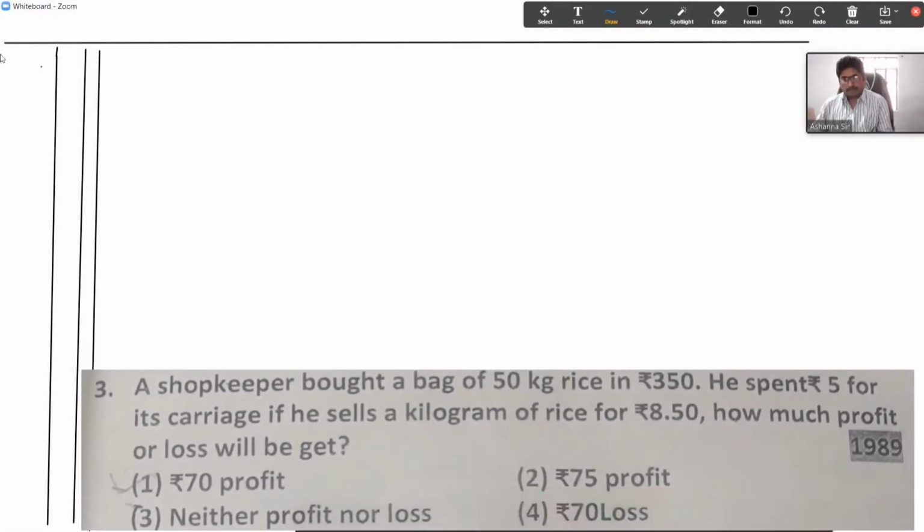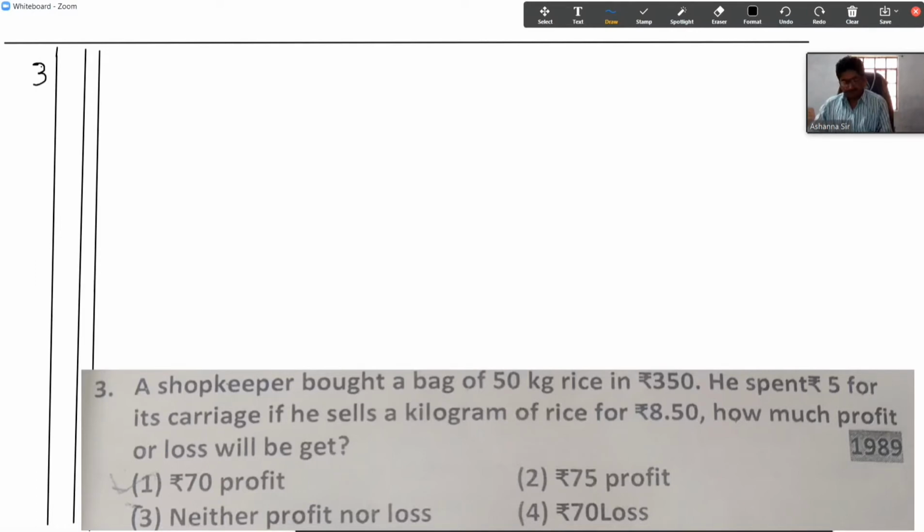Question number 3. A shopkeeper bought a bag of 50 kg rice in 350 rupees. He spent 5 rupees for its carriage. If he sells a kilogram of rice for 8 rupees 50 paise, how much profit or loss will he get?